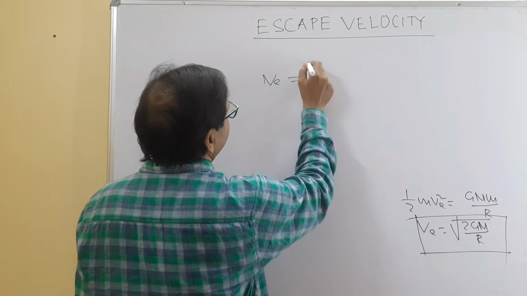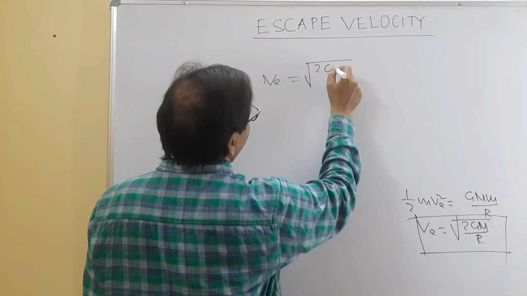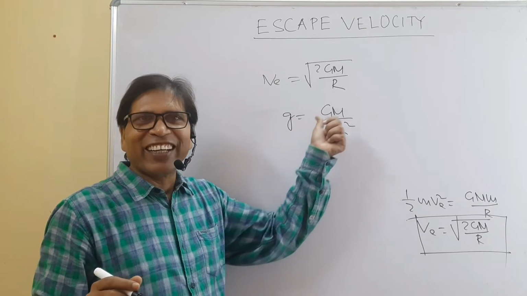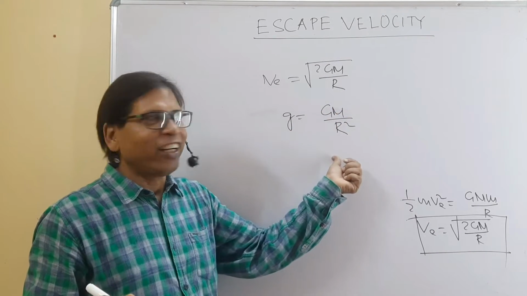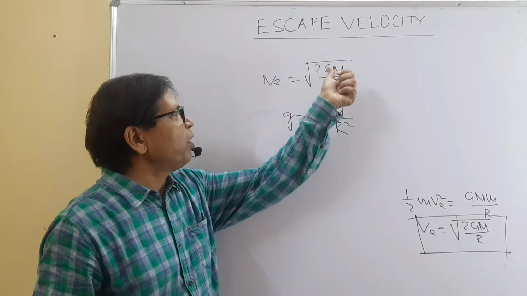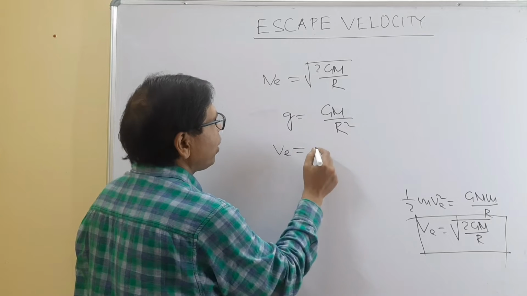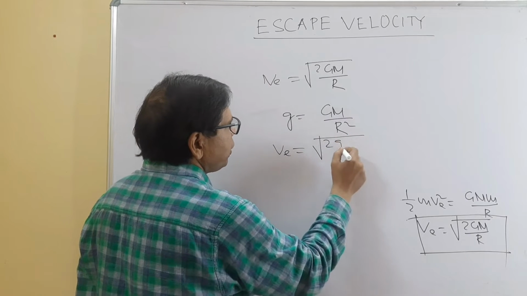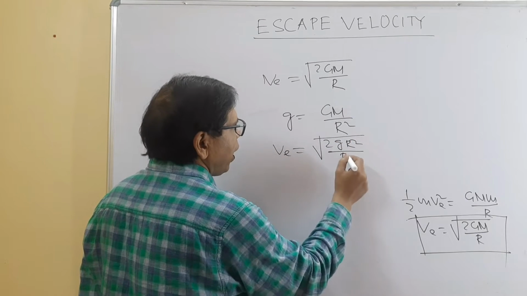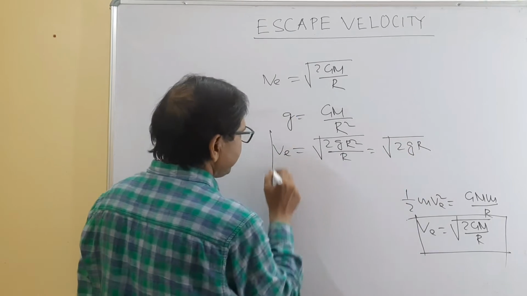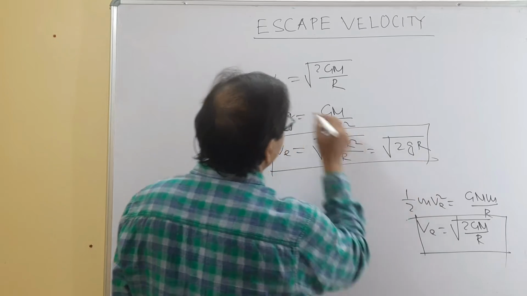V_E equals root under 2GM by R. We know g equals capital G capital M by R square. Now if we put the value of GM, we get gR square. Therefore V_E equals root over 2gR square by R. So this is root over 2gR. This is another expression of escape velocity.